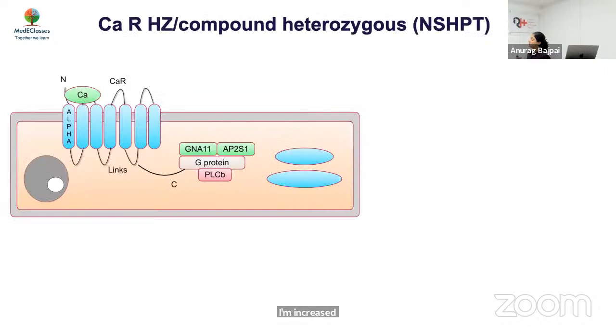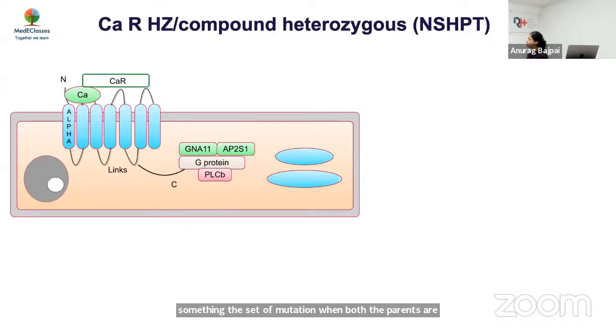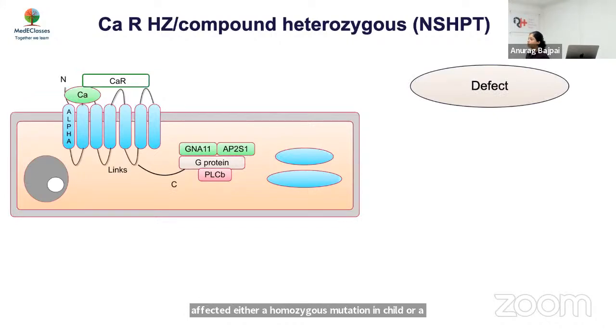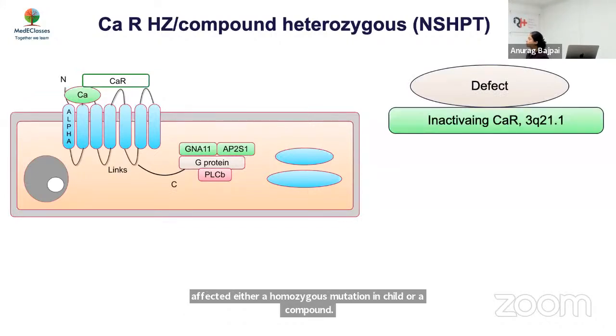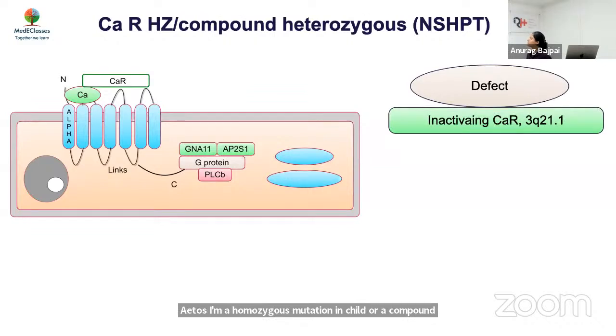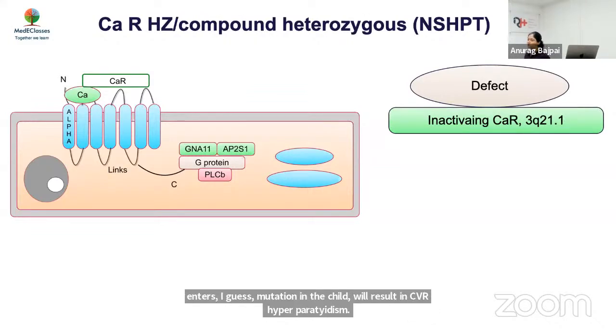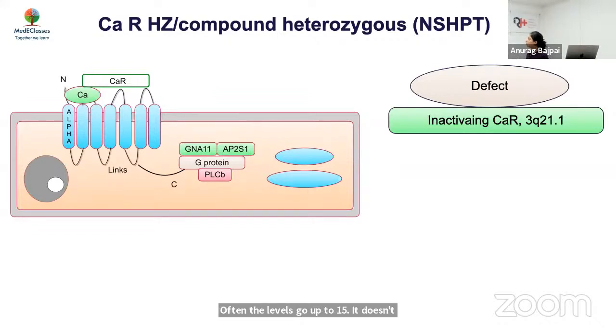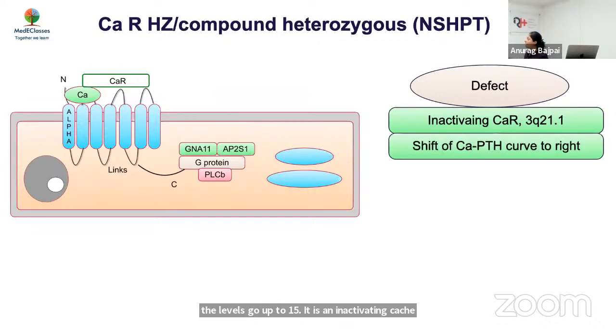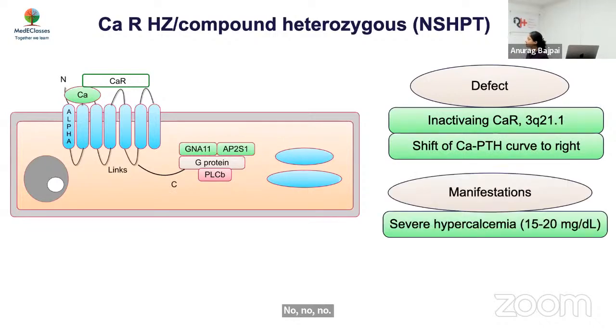An important and severe form of neonatal hyperparathyroidism is seen with calcium sensing receptor mutation when both the parents are affected, either a homozygous mutation or a compound heterozygous mutation in the child, which will result in severe hyperparathyroidism. Often the levels go up to 15, 16 mg per deciliter. It is an inactivating calcium sensing receptor mutation on the long arm of chromosome 3, and it results in a shift of the calcium PTH curve to the right.